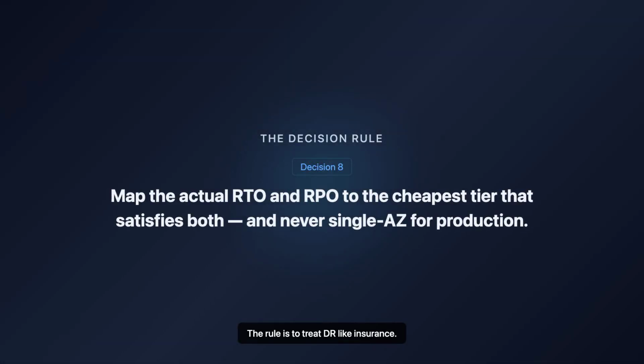The rule is to treat DR like insurance. You don't buy maximum coverage for a garden shed, and you don't insure a data center with a policy that pays out in 24 hours. Map the business's actual recovery time objective and recovery point objective to the cheapest tier that satisfies both. Don't default to active out of fear, and never leave production in a single zone.